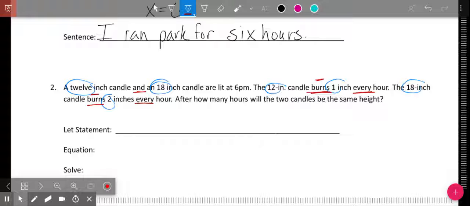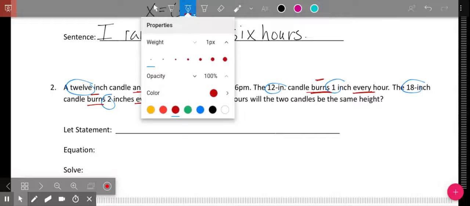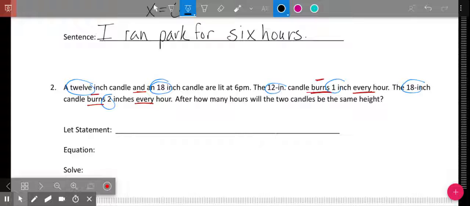Now we're going to box in the question. It says, after how many hours will the two candles be the same height? So that's my question.